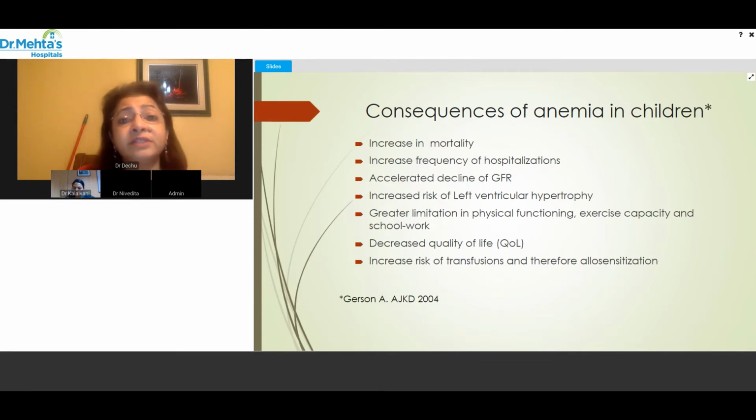There are a lot of consequences of children being anemic. It increases mortality. It increases the frequency of hospitalizations. And one important thing, again, going back to Dr. Kalaivani's talk, is it does accelerate decline of GFR. There have been a number of studies to show that. And so it is important to keep the hemoglobin in the right range. It increases the risk of left ventricular hypertrophy. Obviously, the heart is working harder when you're anemic. There's a greater limitation in physical functioning, exercise capacity, and schoolwork. Overall, decreased quality of life. And for the transplant world, it increases the risk of transfusions and therefore allosensitization.